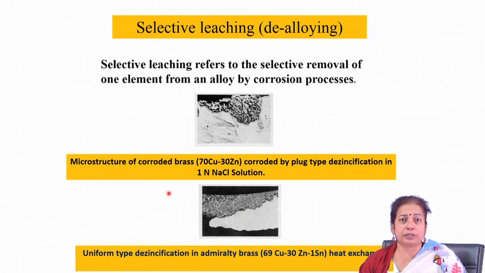So, after the selective leaching of the zinc from the surface, you will find that the alloy becomes porous in nature on the surface, and again this is not good because this finally leads to the failure of the component.